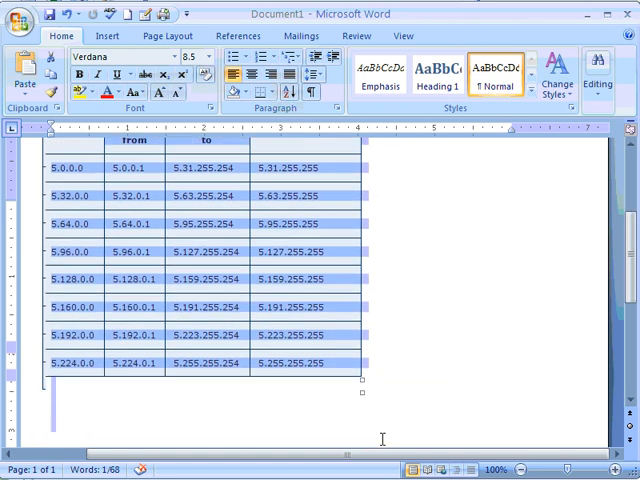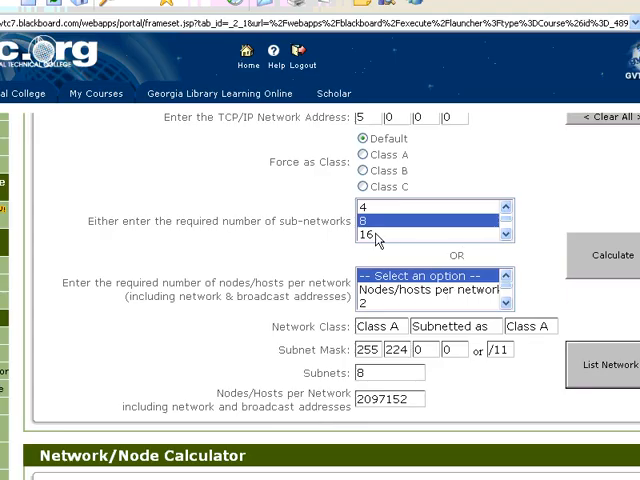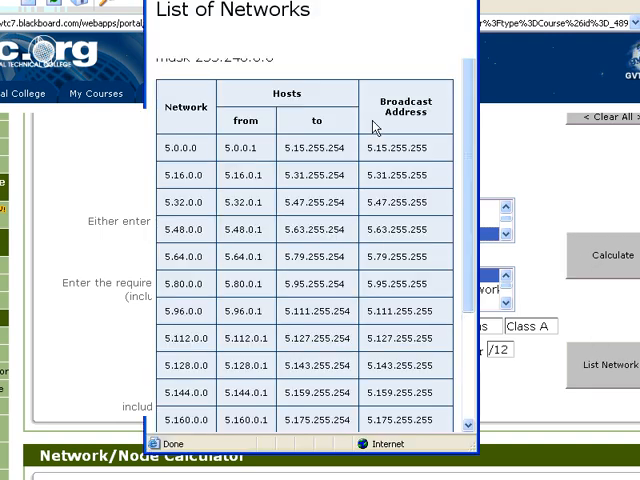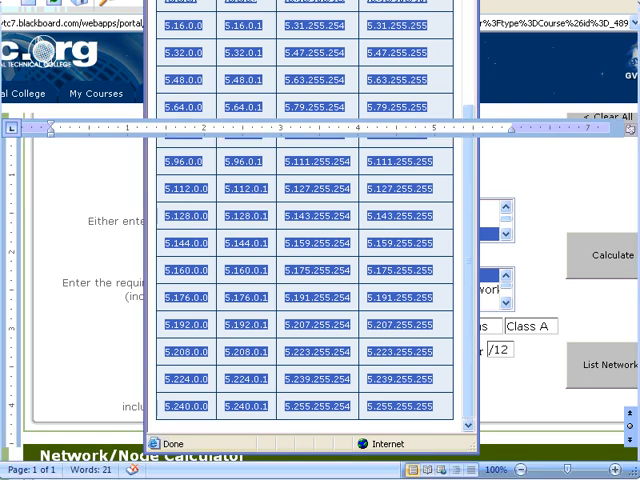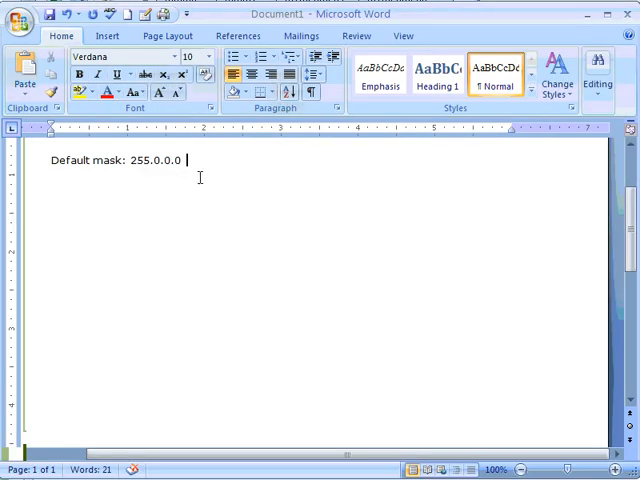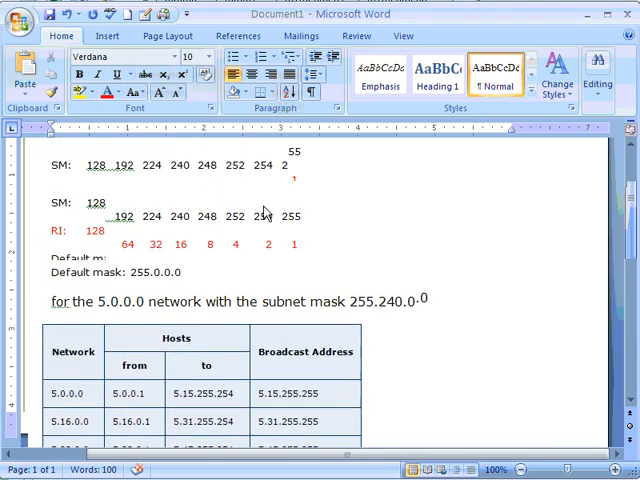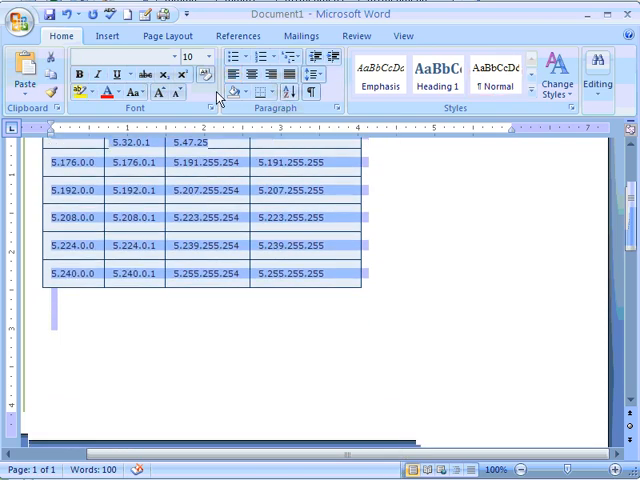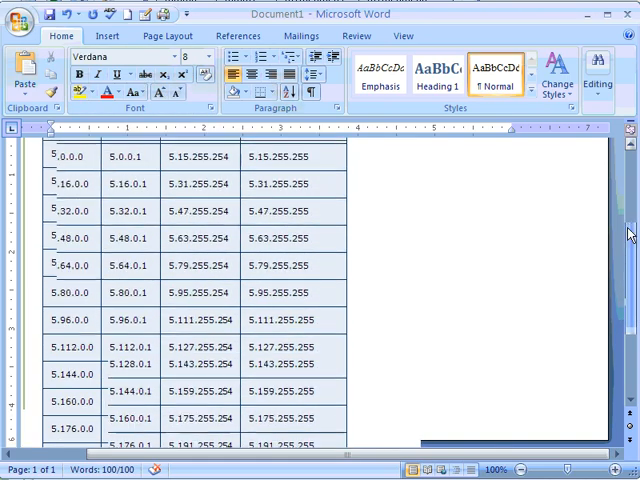How do I know that? Well, I will show you. There's going to be a lot of networks, not enough to probably fit on the screen. Let me see what I can do here. Yeehaw, that's a ton of networks. Let's see if I can make the font a little smaller. Didn't do a whole lot of good, but some.